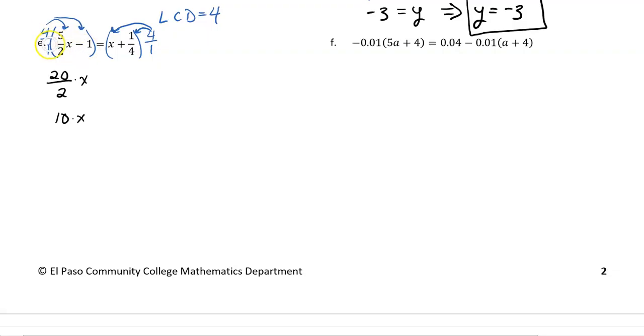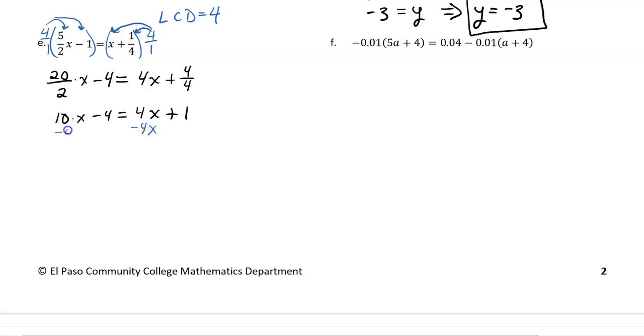Then I go to my second value on the left side. 4 times negative 1 is a minus 4. There's our equal sign. And we'll do the same thing on the right. 4 times x is a 4x. And then the 4 times the 1/4. We're going to multiply straight across. 1 times 4 is 4. And then 4 times 1 is also 4. But 4 divided by 4 is simply 1. So simplifying those fractions with that LCD built in takes away the fraction part. It reduces it down.